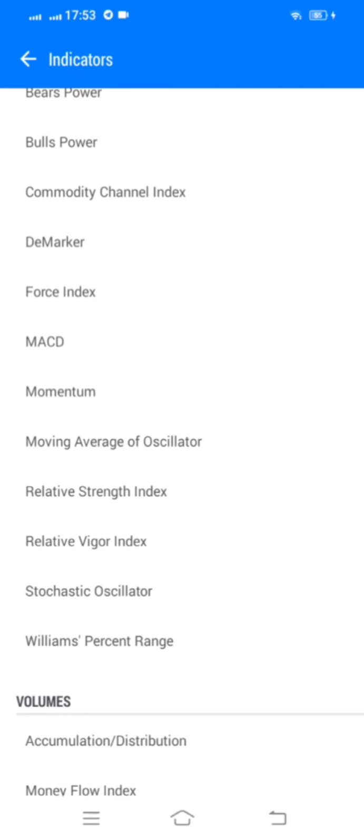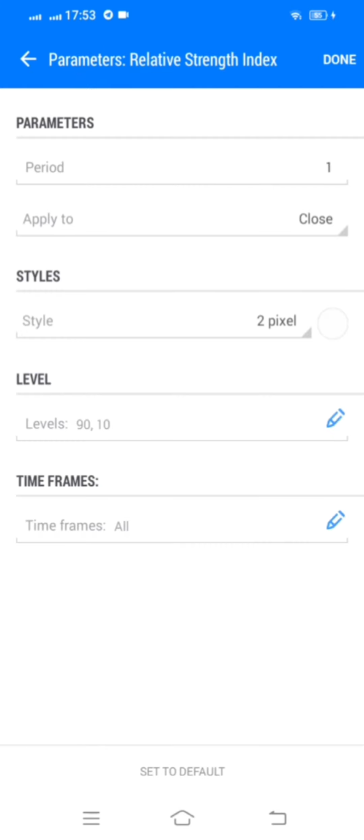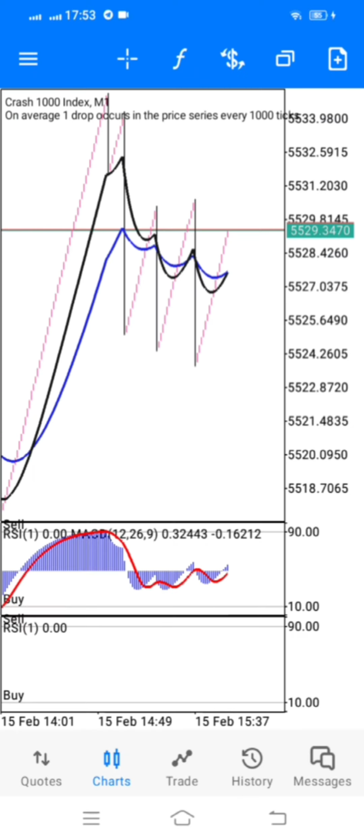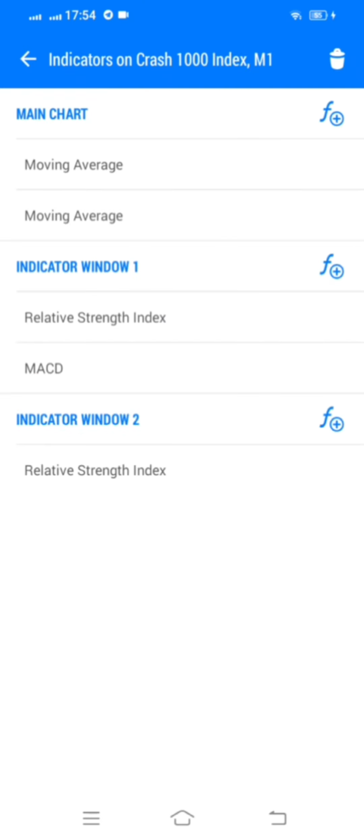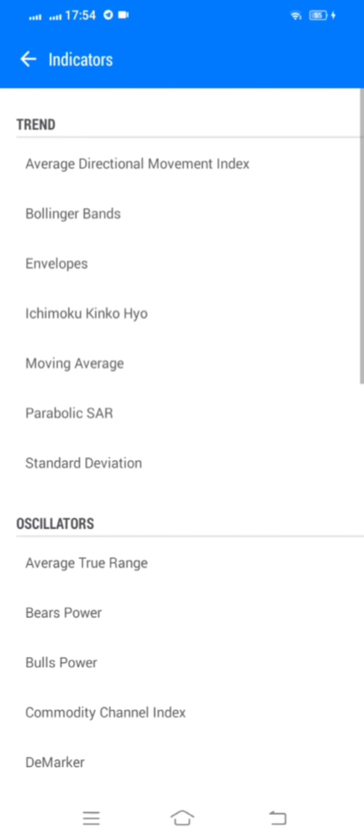Okay, so with our relative strength index, we're going to tap on that, and it's going to be the exact same settings. We're going to click on done. So we're going to have two indicator windows like this, the top one and the bottom one. Then we're going to click on the F icon again, and over here we're going to click on indicator window 2, which is this one. Okay, so we're going to click on this little F plus icon over there.